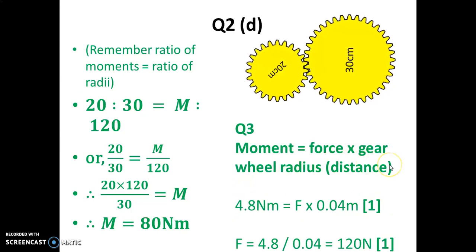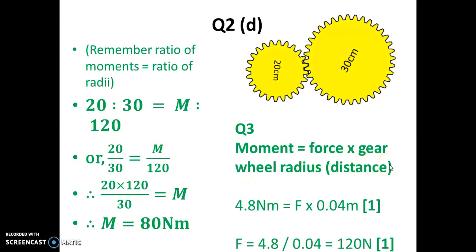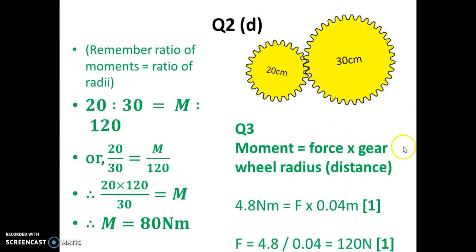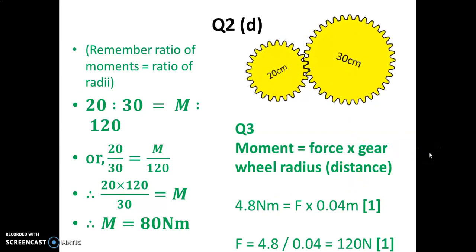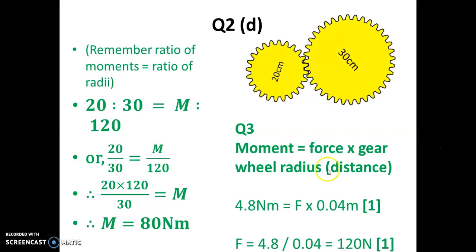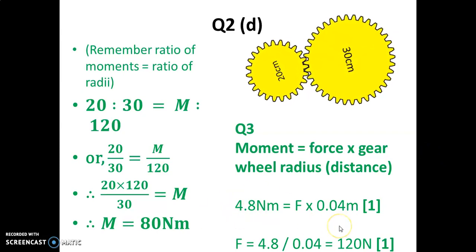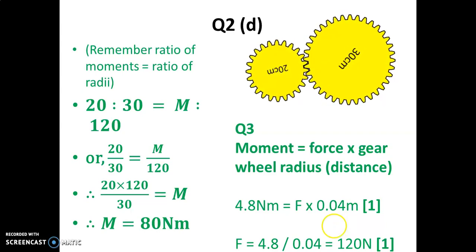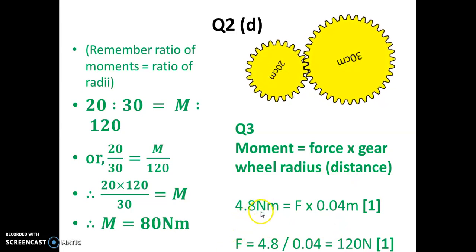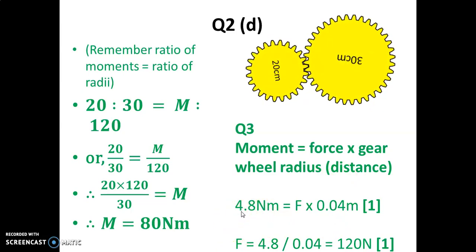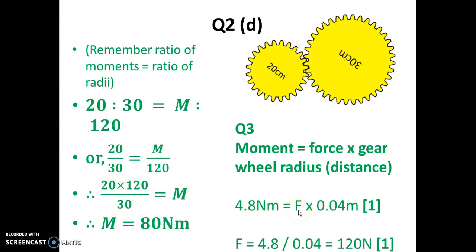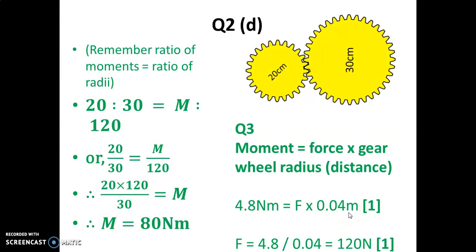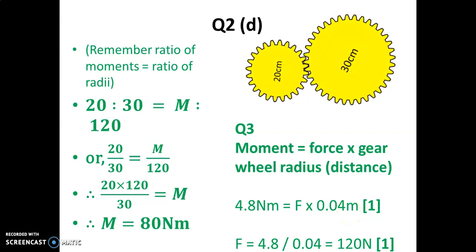And for question 3, remember, moment is force multiplied by distance, but in this case, of course, we are looking at gear wheel radius. It's still distance, but just keep that in mind, guys. So we have to rearrange the formula to make force the subject. First get your numbers right, which are 4.8 Newton meters equals F for force times 0.04 meters, which is 40 millimeters in meters. Remember to convert units.